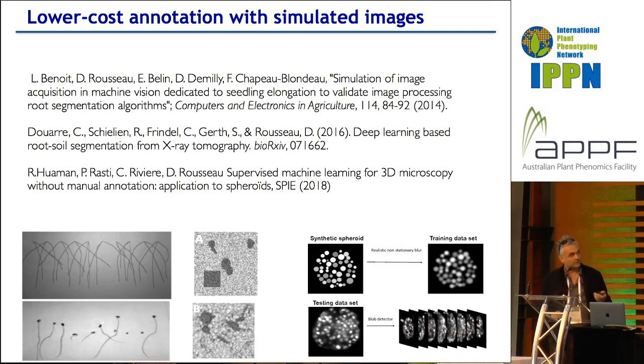Another way that we developed to lower the cost of annotation is to use simulated images. We did it for seedling growth, for monitoring the growth of roots in X-ray imaging, and also at the cellular level to identify the position of cells. So we simulate data that looks similar to the data we will have in reality, but is automatically annotated by the computer, so we save the time of annotation somehow, and we can do some experiments by looking at the influence of physical parameters on the quality of images, for instance.